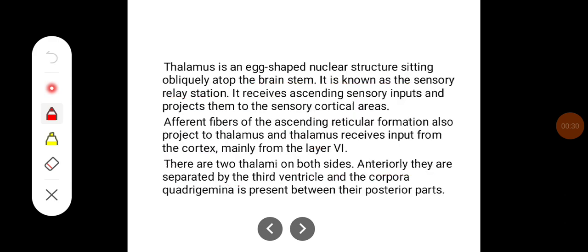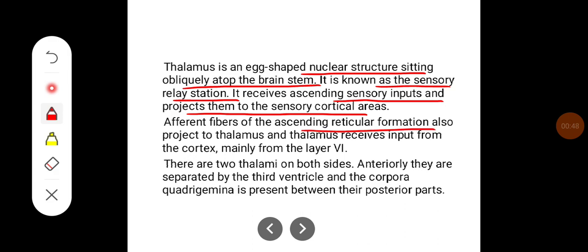Thalamus is an egg-shaped nuclear structure sitting obliquely atop the brain stem. It is known as the sensory relay station. It receives ascending sensory inputs and projects them to the sensory cortical areas. Afferent fibers of ascending reticular formation also project to the thalamus, and thalamus receives input from cortex, mainly from the layer 6.